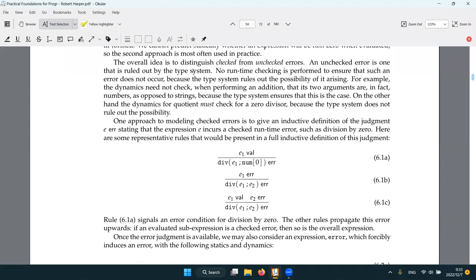And the overall idea of the second approach is to distinguish the checked error from the so-called unchecked error. The unchecked error is ruled out by our type system, and thus no runtime checking is performed. For example, we don't check for adding two strings. On the other hand, division by zero must have some runtime check.